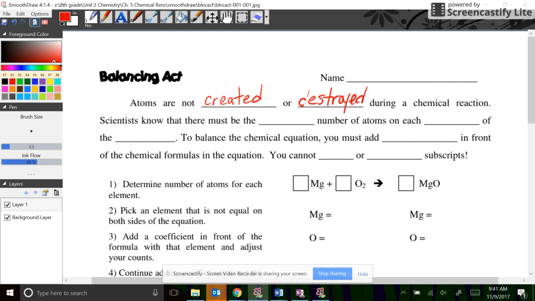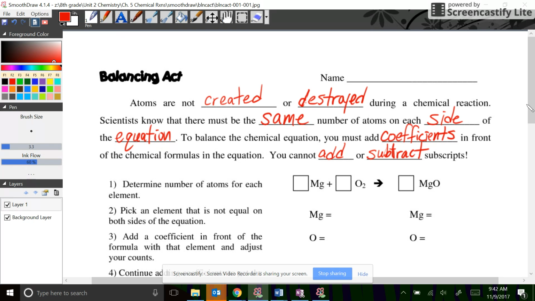during a chemical reaction. Scientists know that there must be the same number of atoms on each side of the equation. To balance the chemical equation, you must add coefficients in the front of the chemical formulas in the equation. You cannot add or subtract subscripts.